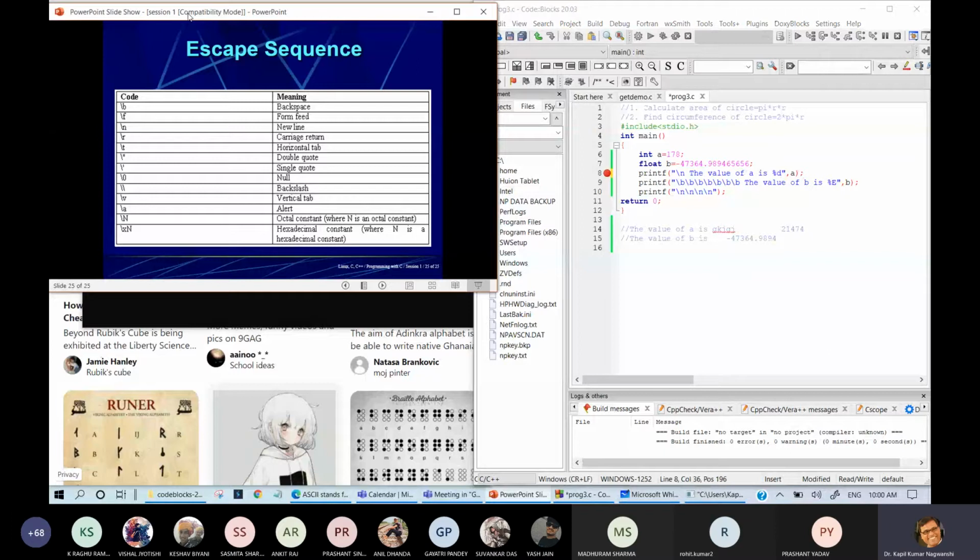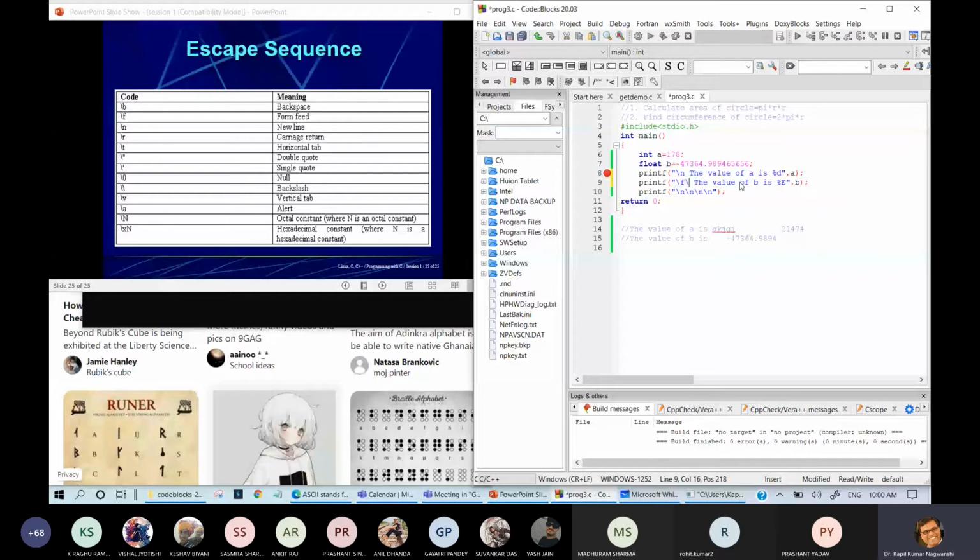Now come to the next character, slash F. If I am writing slash F, instead of writing slash B, and I have written slash F 2 times, what will be the answer?